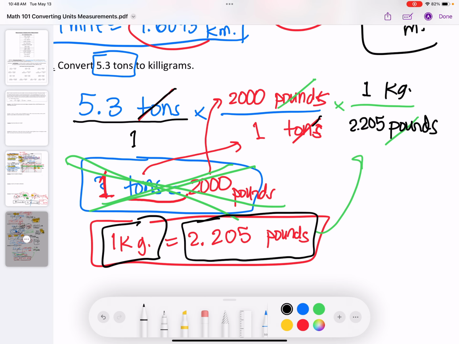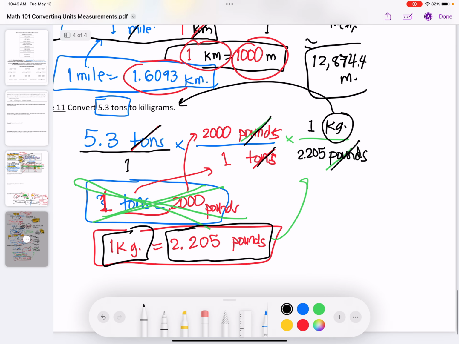Tons cancel. Good, and we started with tons. That's a good sign. Pounds cancel. Yes. And what are we left with? Is that the right unit we wanted? Yeah. Whew. For me, this is where I feel home free. That was the hard part, setting it up, knowing which unit conversions to use and which way the unit fraction should be oriented. Should it be this way or upside down? Which one should be in the numerator?